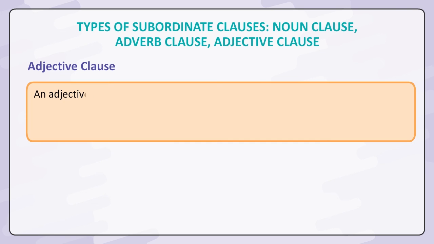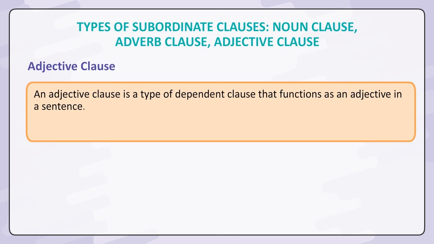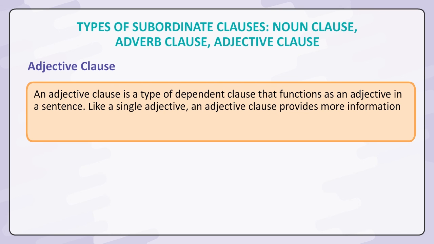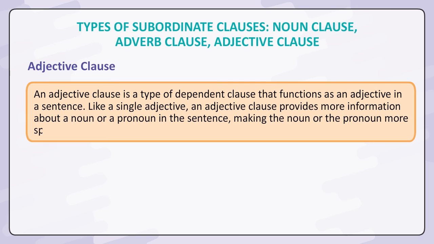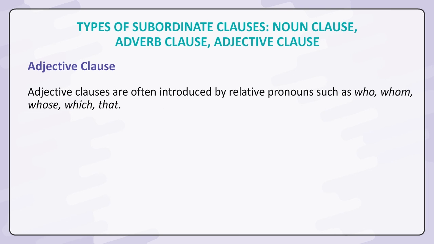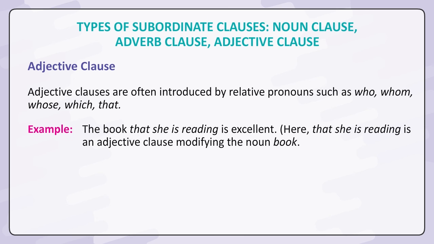Adjective clause. An adjective clause is a type of dependent clause that functions as an adjective in a sentence. Like a single adjective, an adjective clause provides more information about a noun or a pronoun in the sentence, making the noun or the pronoun more specific or descriptive. Adjective clauses are often introduced by relative pronouns such as who, whom, whose, which, that. Example: The book that she is reading is excellent. Here, that she is reading is an adjective clause modifying the noun book.